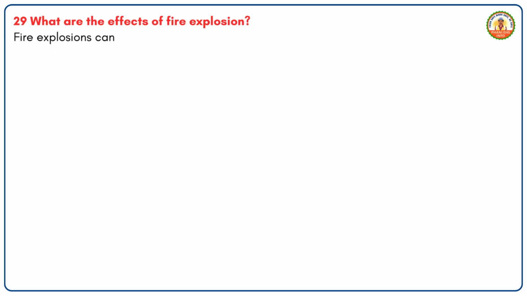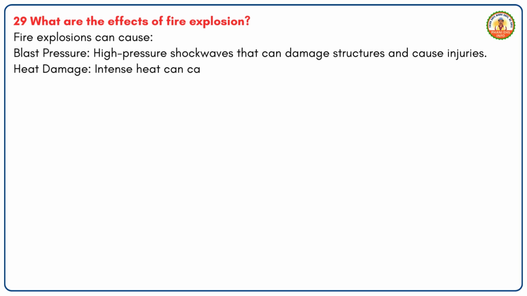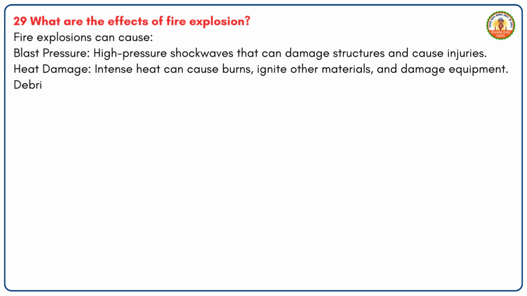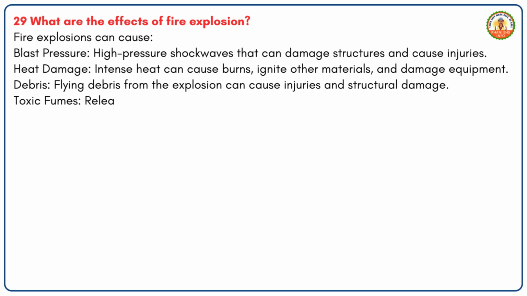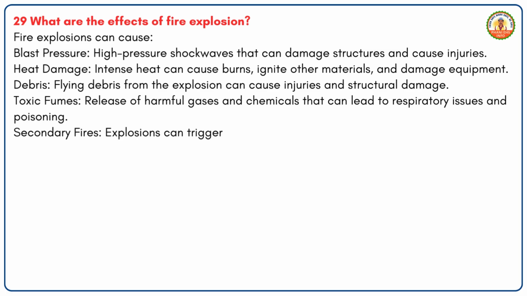29. What are the effects of fire explosion? Fire explosions can cause blast pressure, high-pressure shock waves that can damage structures and cause injuries. Heat damage, intense heat can cause burns, ignite other materials, and damage equipment. Debris, flying debris from the explosion can cause injuries and structural damage. Toxic fumes, release of harmful gases and chemicals that can lead to respiratory issues and poisoning. Secondary fires, explosions can trigger secondary fires, compounding the damage.